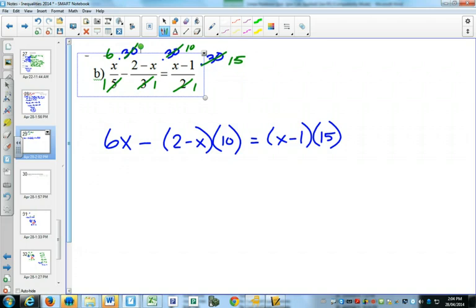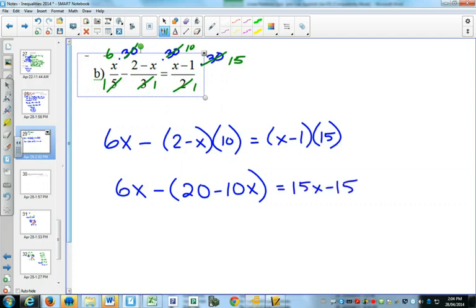On this one, if you're going to make a mistake, you're going to make it here on the left side, because of this minus sign. If I distribute the 10, I get 20 minus 10x. And here, if I distribute, I get 15x minus 15. I kept that in brackets on the left because if we're going to distribute that later, that negative sign in front also goes to both of those terms. So we get 6x minus 20 plus 10x equals 15x minus 15.